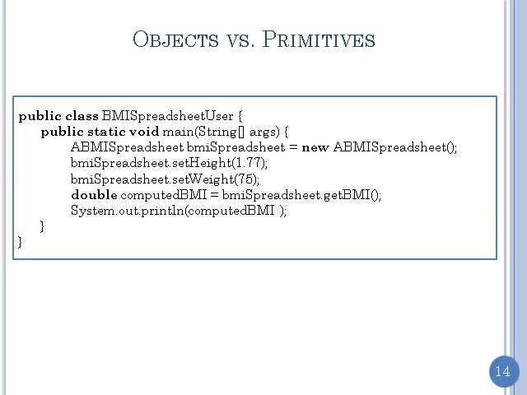Okay, so did you say that BMI spreadsheet variable name is primitive? Okay, so that's going to be an object variable. This is an object. The number 1.77 is a primitive. And computed BMI is what kind of variable? Double variable, so is it an object variable or a primitive variable? It's a what kind of primitive? Because it holds a primitive value.